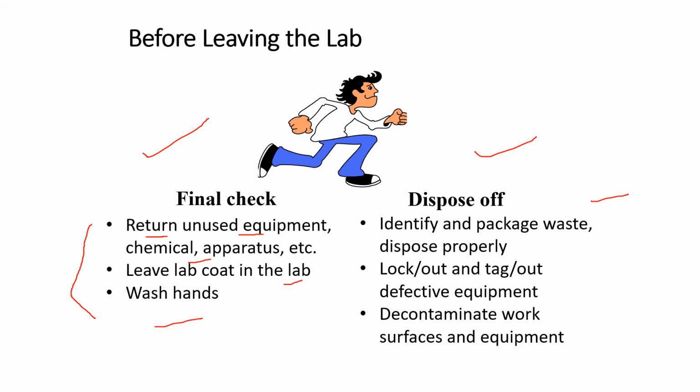And of course, decontaminate work surfaces and equipment. Whenever you leave your working bench, always use 70% ethanol or any decontaminating chemical that's available in the lab, just to decontaminate your surface area and then leave. For example, if there is any spot or spillage of a certain chemical, somebody can touch it without knowing, because you were working and you know which chemical you used in that particular area. So this is really very important. While you are leaving the lab, you should check that everything is fine.